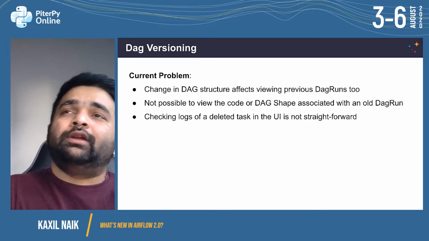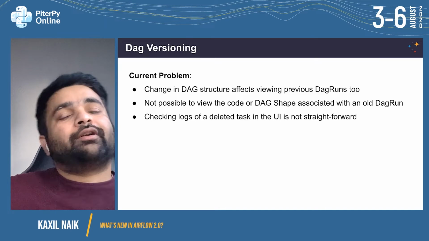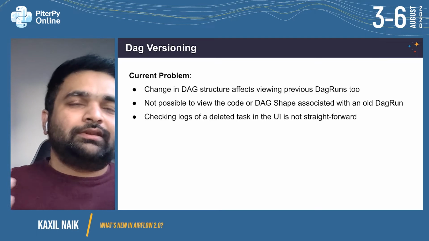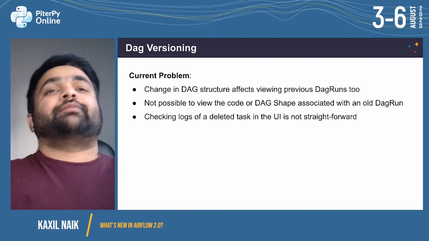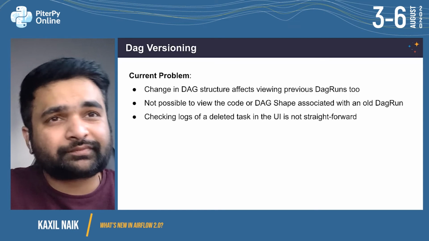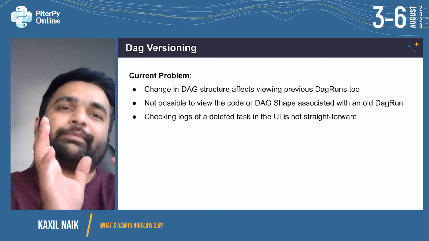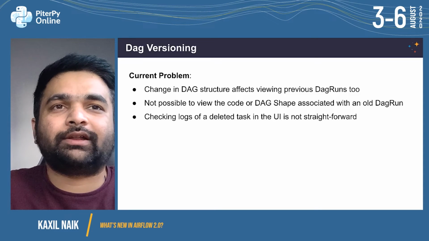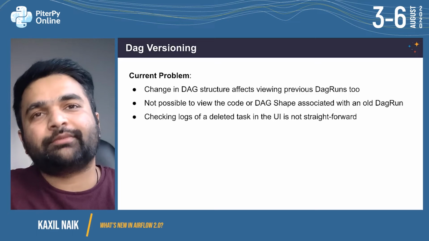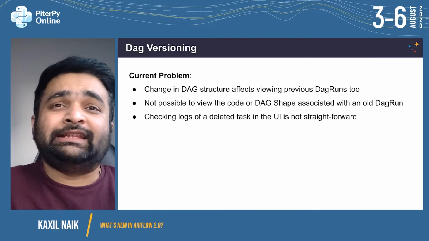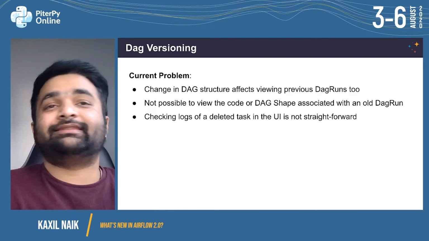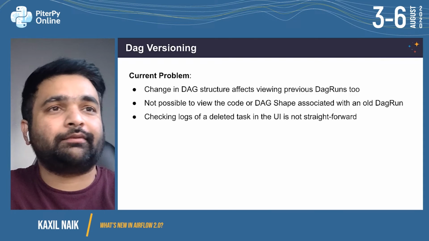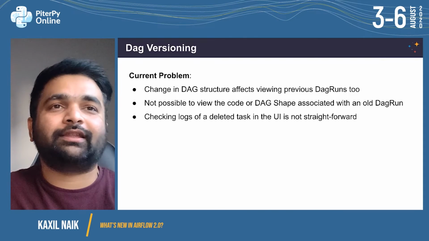For example, if you want to see that your DAG had 5 tasks a month ago, and now it has just 2 tasks, or now the number of tasks has increased, it's not possible on the web server itself. You can, of course, look into version control if you store them, but it's not currently possible on the web server. Checking logs for deleted tasks isn't straightforward. Let's take a look at an example that will, I'm sure, make the entire thing clearer.